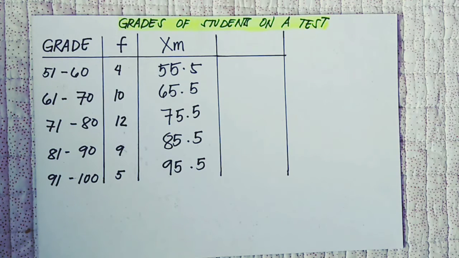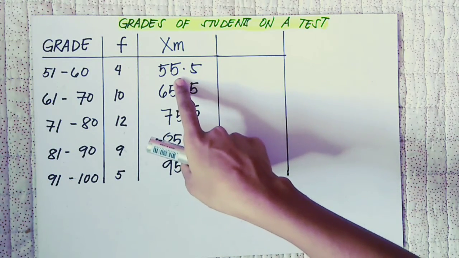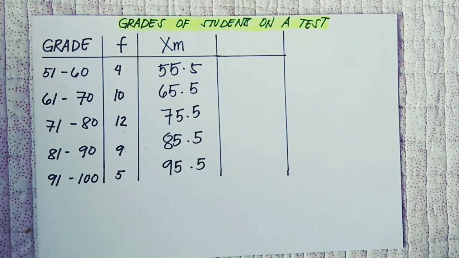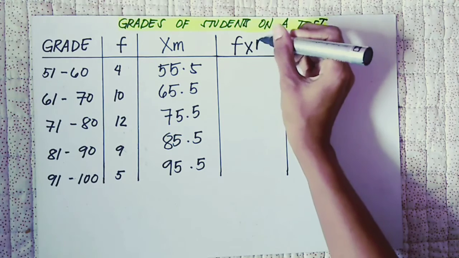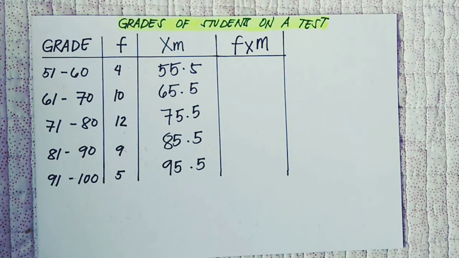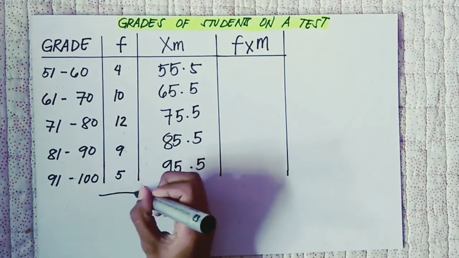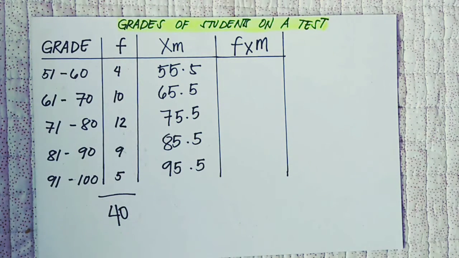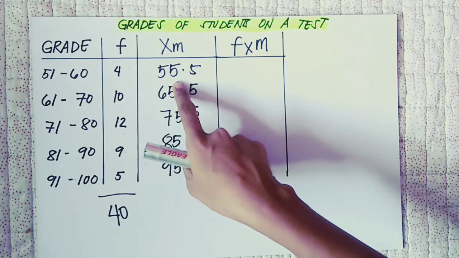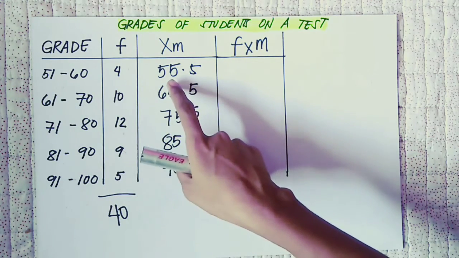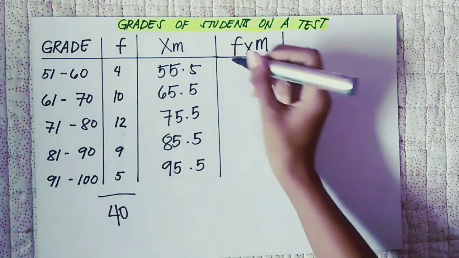So what we're gonna do is multiply these two. 4 times 55.5. It is much easier to make an extra column. Let's call this FXM. So we're gonna multiply frequency and midpoint. The total frequency here is 40. So we're gonna multiply frequency times midpoint. So 4 times 55.5, we get 222.